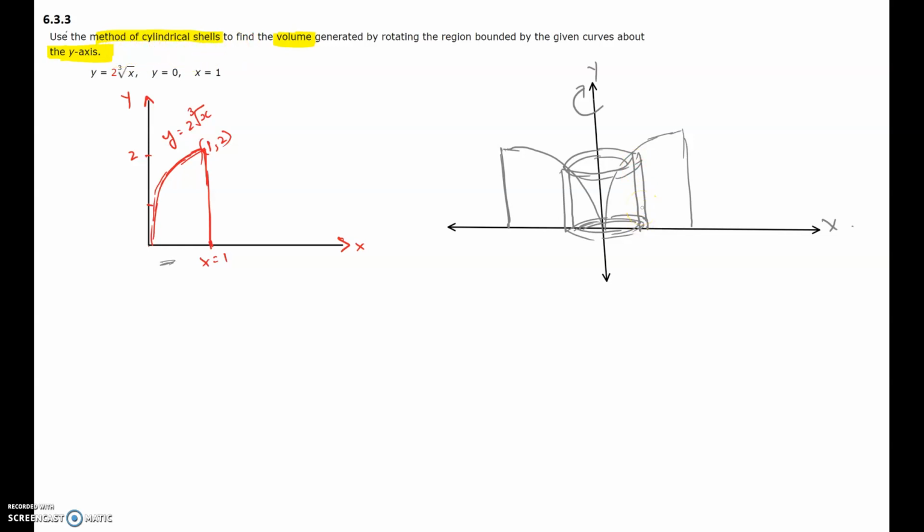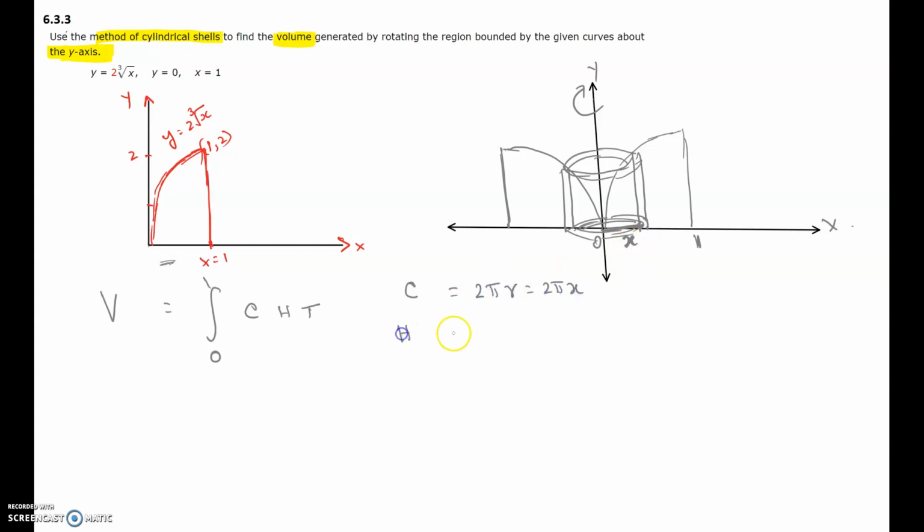We are going to place the cylinder at a distance x from the axis of rotation, so the radius of the cylinder is going to be x. When we find the volume, it is the integral of the circumference times the height times the thickness. The integral is from 0 through 1, since x goes from 0 to 1. The circumference of the cylinder whose radius is x is 2 pi times the radius, in this case 2 pi x.